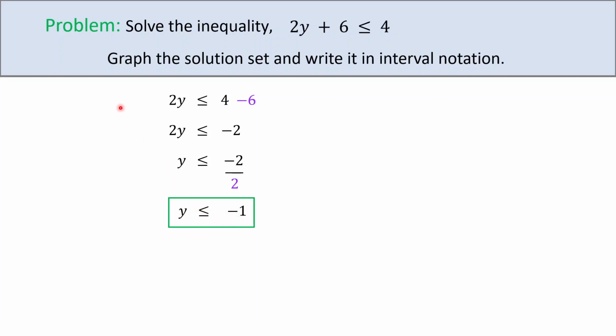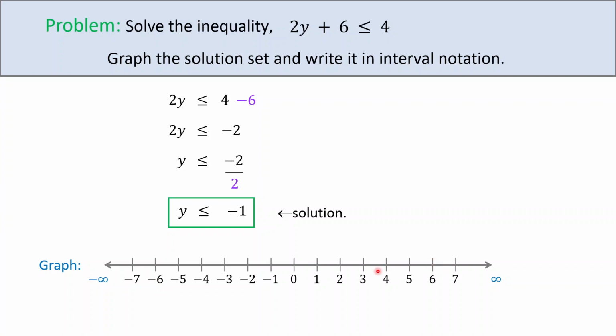Now you need to draw the graph of this inequality on the number line. You have negative 1 here. So go to negative 1 and you need to put a filled circle because there is an equal sign here. This is less than, so you need to draw a line all the way to negative infinity.